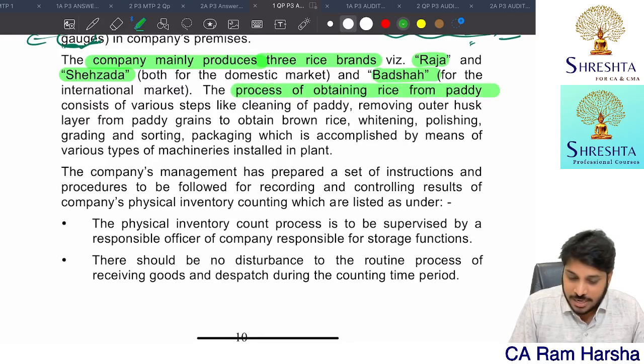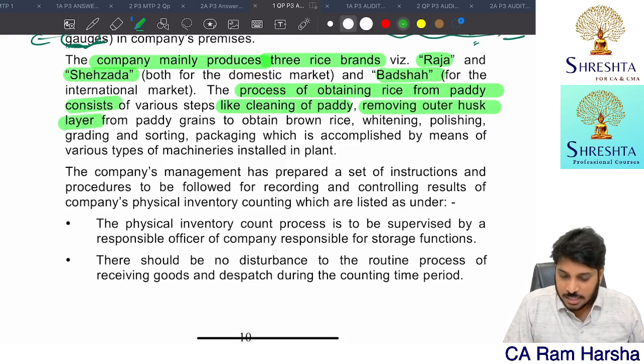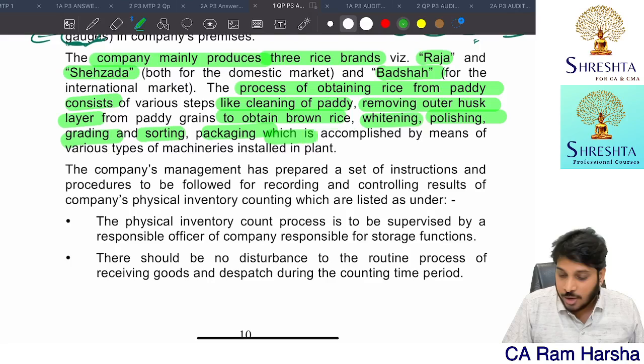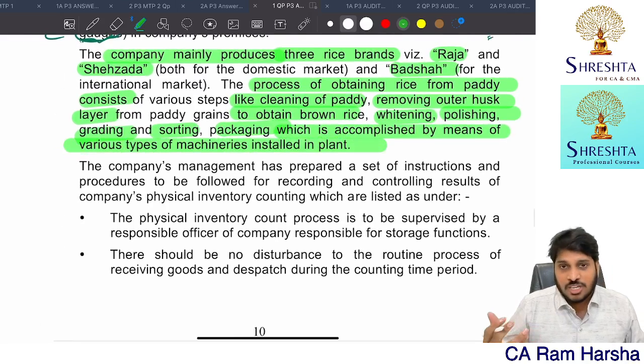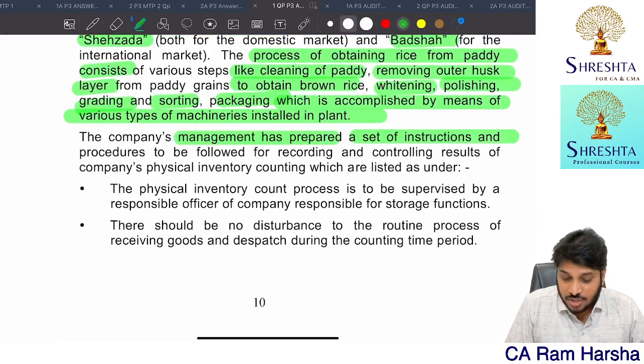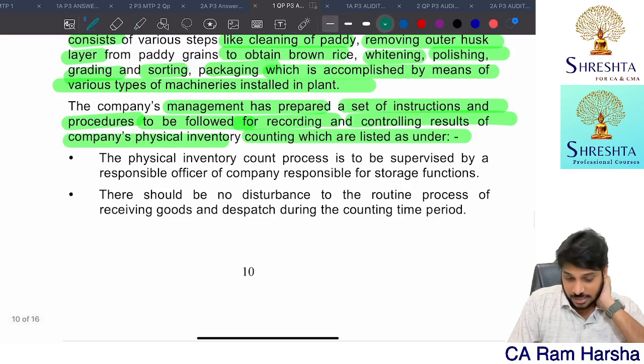The process of obtaining rice from paddy consists of various steps like cleaning the paddy, removing the outer husk layer to obtain brown rice, whitening, polishing, grading, sorting, packing, which is accomplished by means of various types of machines. It's nothing but a rice mill. The company's management has prepared a set of instructions and procedures to be followed for recording and controlling results of the company's physical inventory, which are listed as under. Fine. This is the actual question, I think.